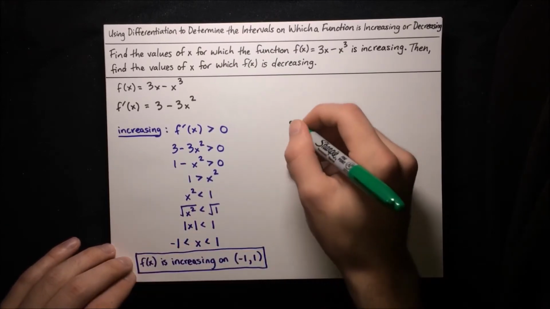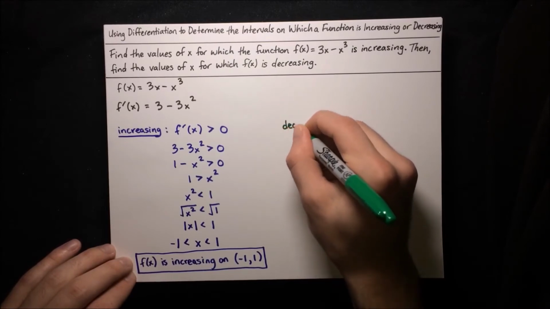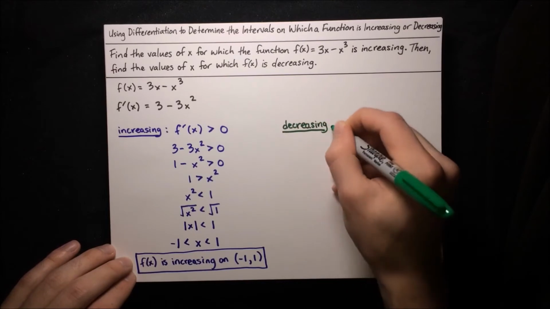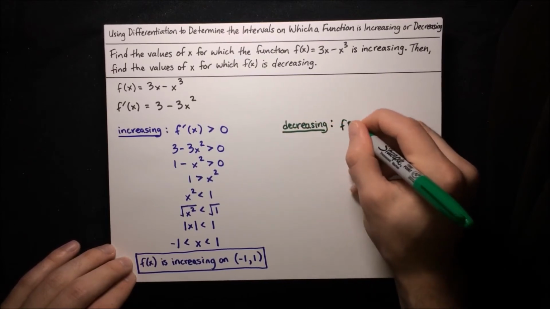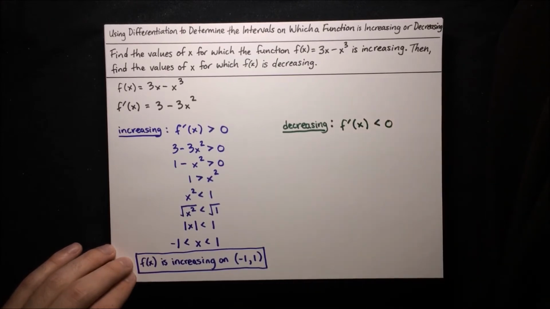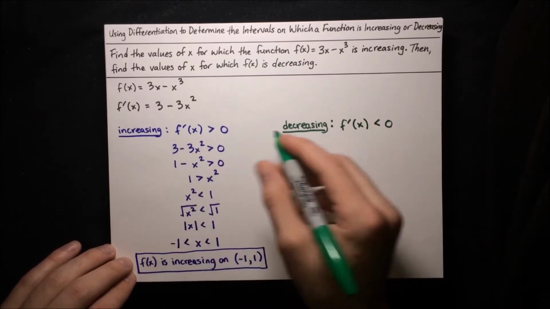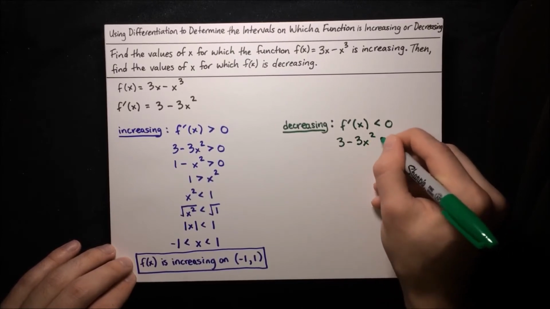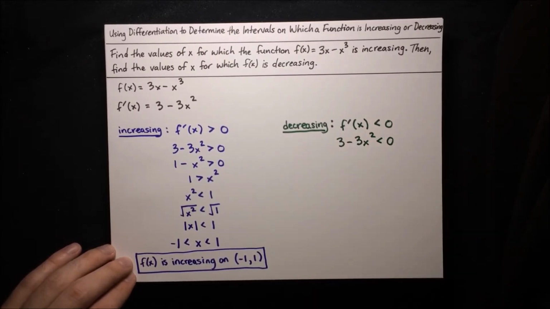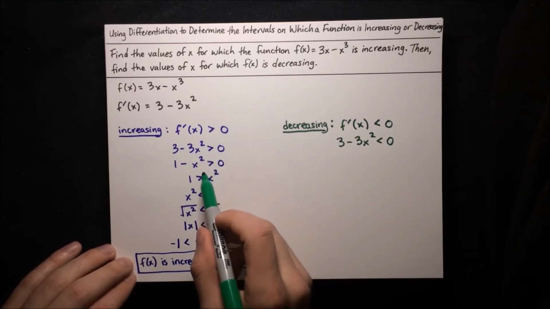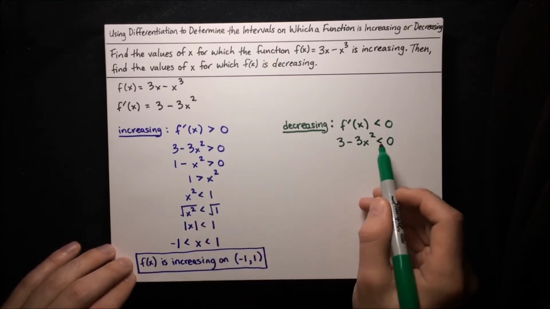Now let's find where f of x is decreasing. This is going to be a similar process. We still look at the derivative, but now we want to tell where the derivative is negative. So we sub in our expression for the derivative, 3 minus 3x squared. We want to find where that's less than 0. Now the steps here to solve this equation are really just the same as the steps we did over here. The only thing that changes is the sign is flipped.